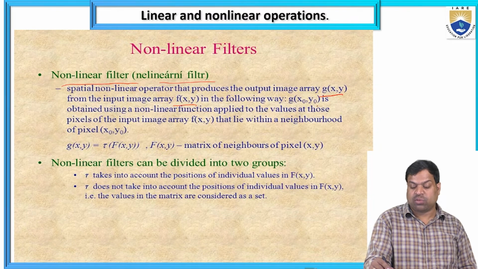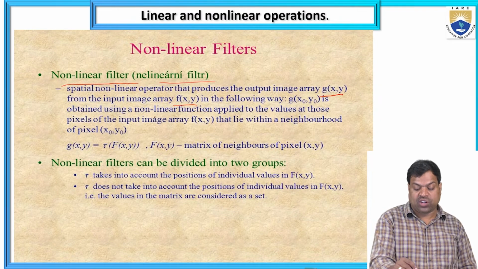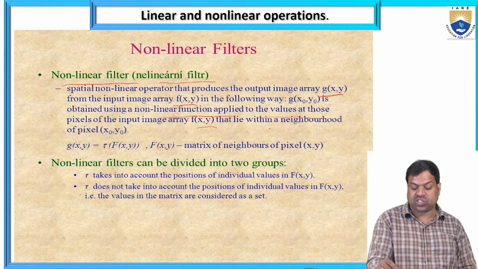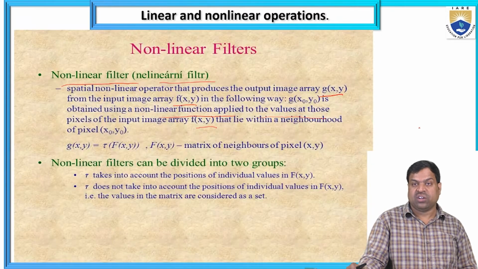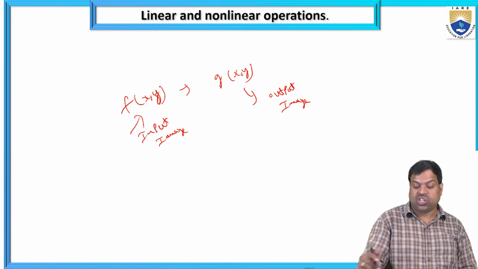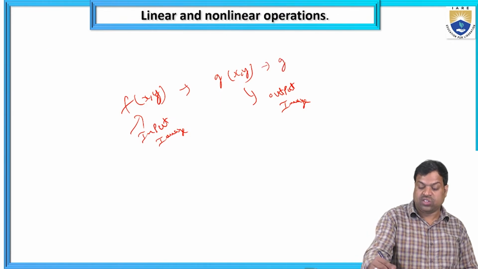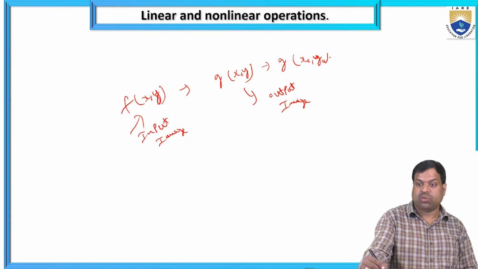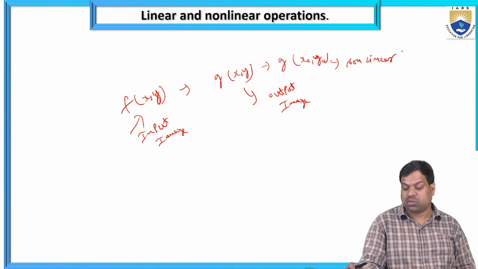G of x naught comma y naught is obtained using a nonlinear function applied to the values of those pixels of the input image f of x comma y that lie within a neighborhood of the pixel x naught comma y naught. Here I am using x naught comma y naught, so I am taking g of x naught comma y naught. So what is g of x comma y and what is g of x naught comma y naught? If it is nonlinear, then I call it x naught comma y naught. If it is linear, I take it as g of x comma y.